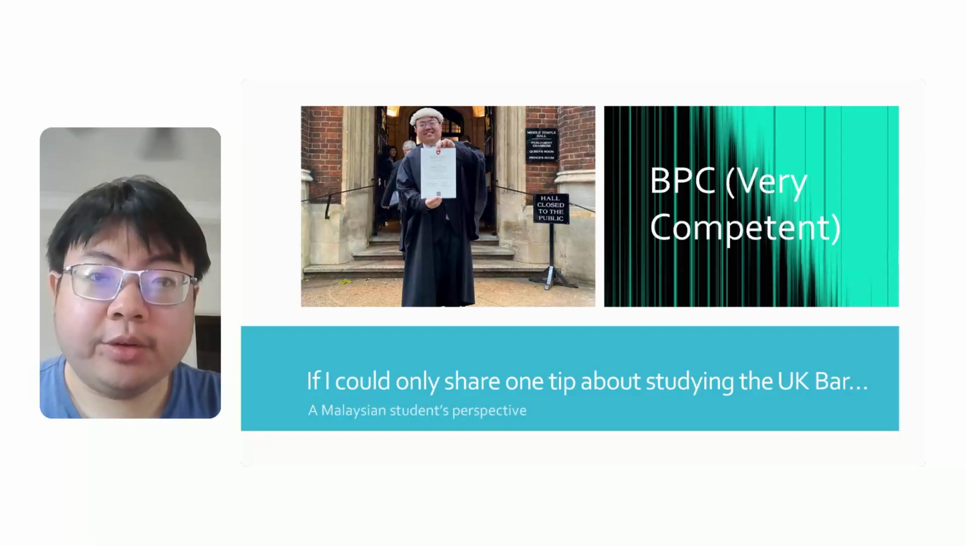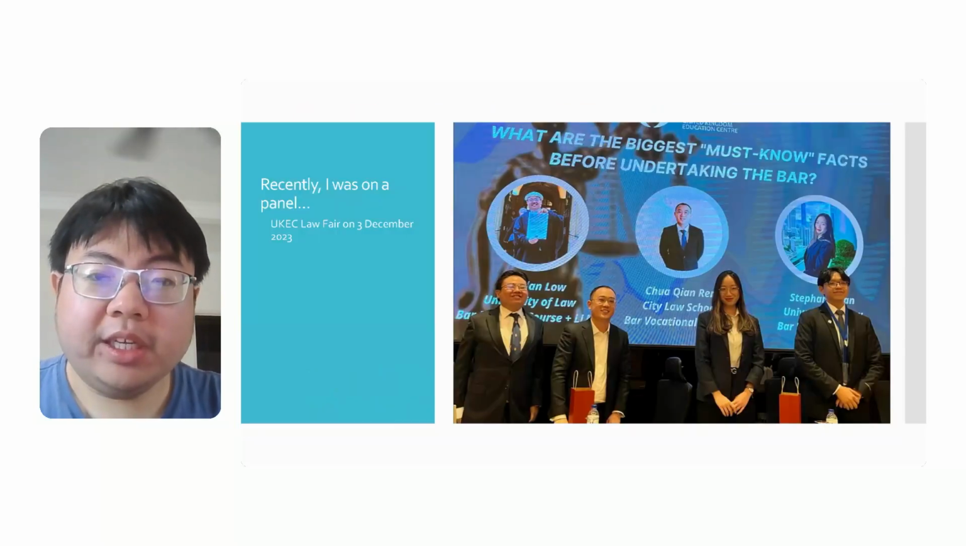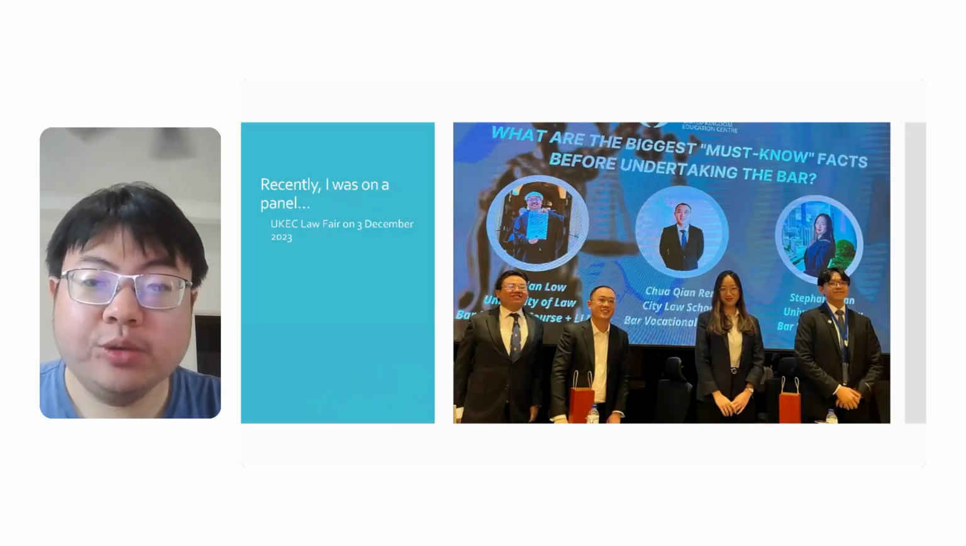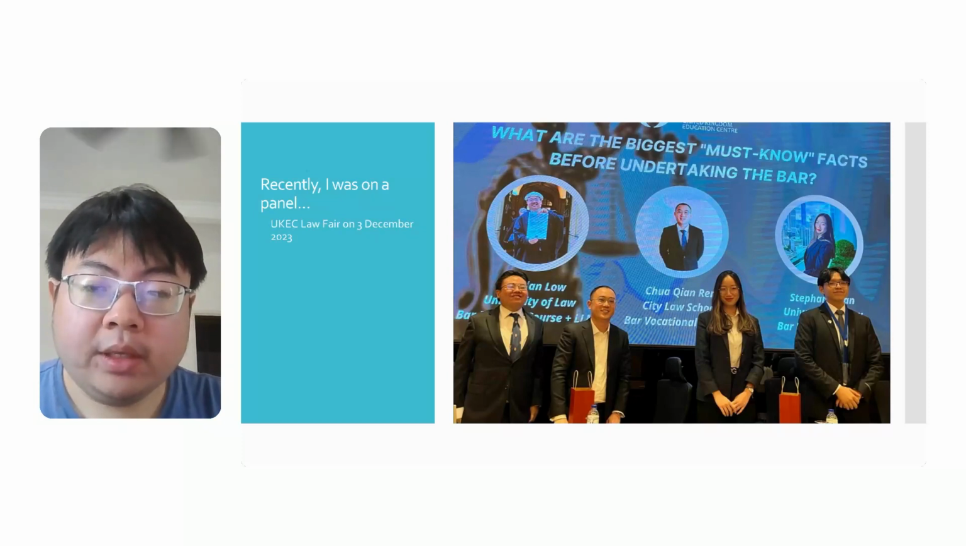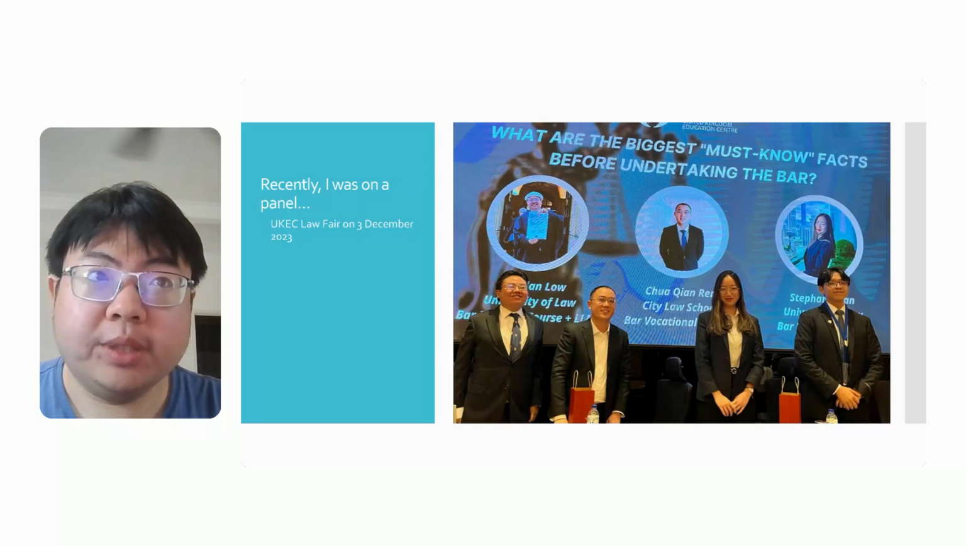If I could share only one tip about studying the UK bar, it would be to write your notes for the litigation subjects in an order. Recently, I was on a panel at the UKEC Law Fair, and during that session, I was giving advice to students. And one thing often came up. This piece of advice I wanted to tell students because it really worked so well for me. This is to order your notes in such a structure as would mirror the litigation process.